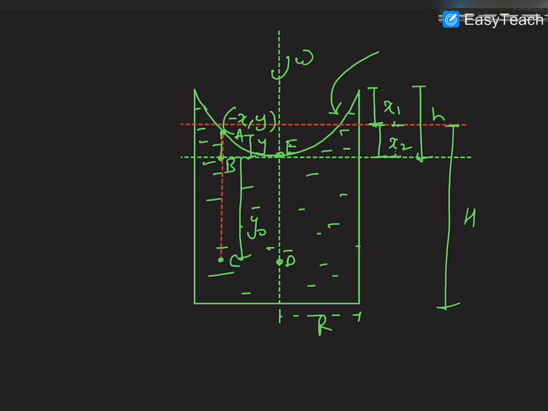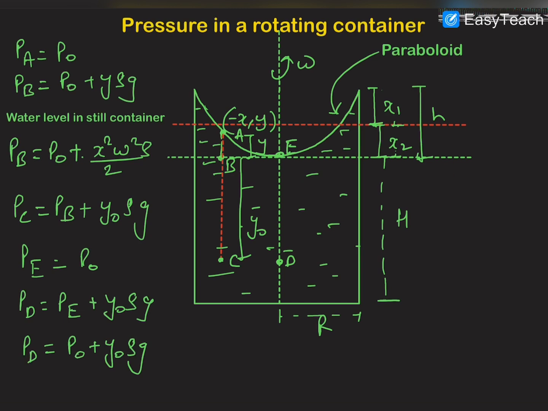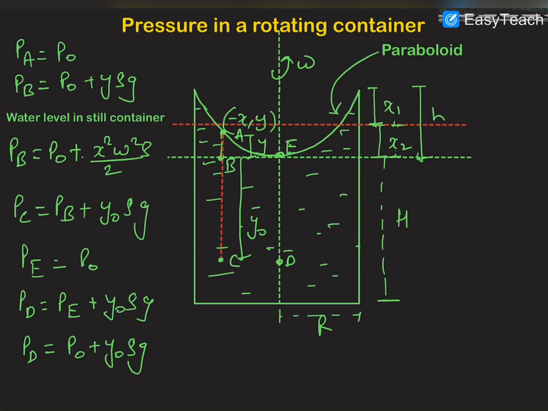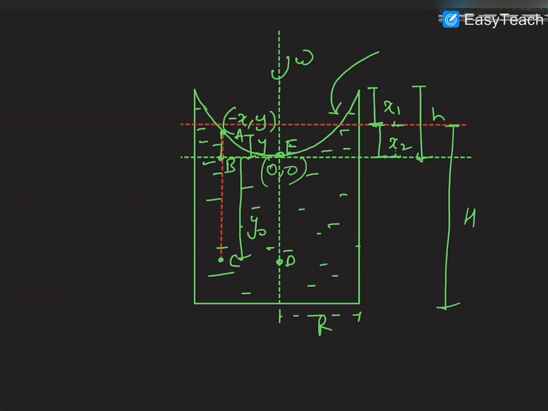Now first of all, let us write down the value of h. If this is the origin, we have already derived an expression of y, where we can see that y is x square omega square by 2g. If we wish to find out the value of h, we can substitute the value of x as r in this equation. So y will be h when x will be r.